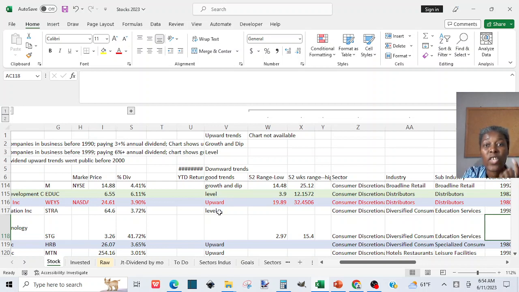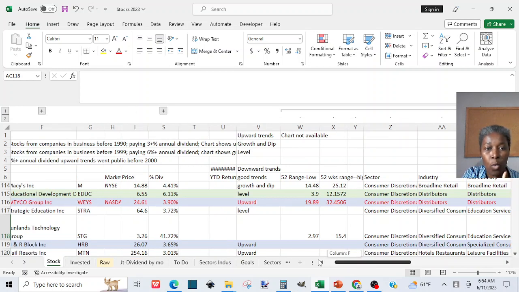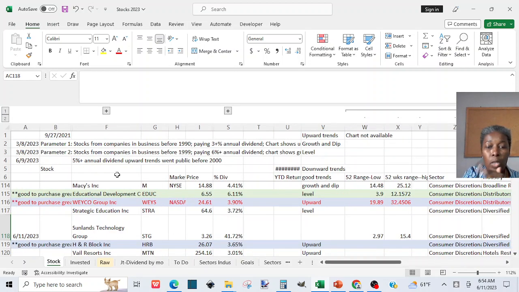The trend, that will be the chart, and then the year it went public. So it's good to set a parameter to work with. And I have set multiple. So from time to time you can lower your filters or you can tighten it up. I have one here. So annual dividend rate, that is 5% plus, upward trend, and went public before 2000. I want to find those companies, invest in them, and then loosen up the filters again and add more to it. So we have another parameters here.